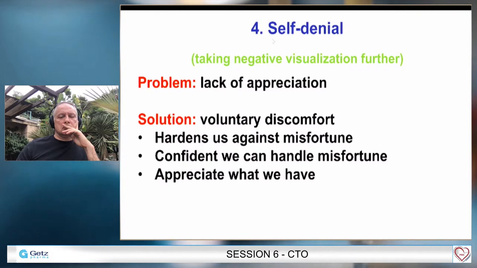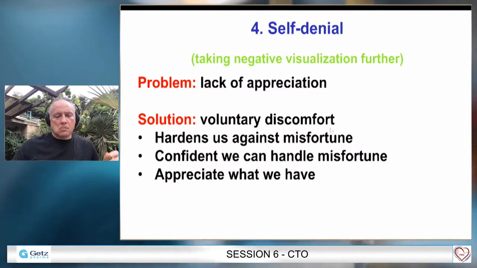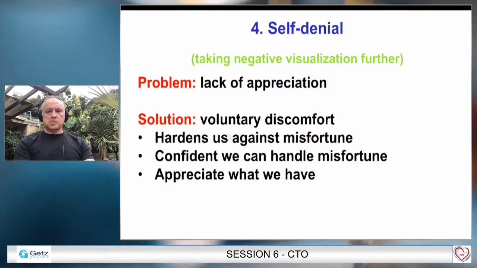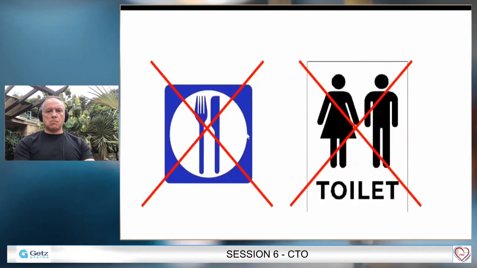The fourth concept of Stoic philosophy is self-denial, which addresses the issue of lacking appreciation. Self-denial means that we voluntarily subject ourselves to discomfort. That makes us more resilient and more resistant to difficulties, and makes us appreciate more what we currently have. For example, in CTO PCI, sometimes it's going to go long and we're going to be hungry.